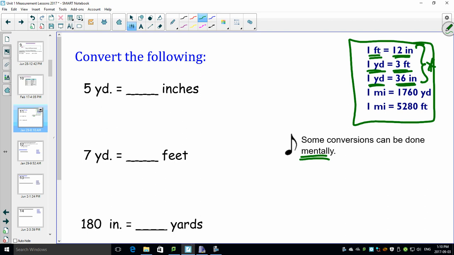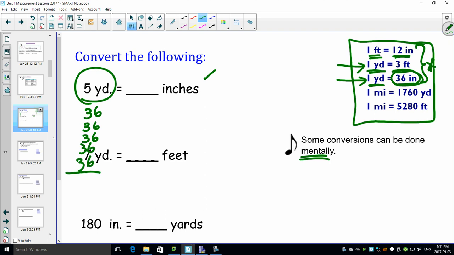For example, let's look at 5 yards and let's convert this to inches. If you wanted to do this mentally, you know that 1 yard is 3 feet, or better yet, 1 yard is 36 inches. So basically you have 5 yards, each yard being 36 inches. You'd go 36, there's 1 yard, there's another yard, there's 3 yards, there's 4 yards, there's 5 yards, and you would add it all up.